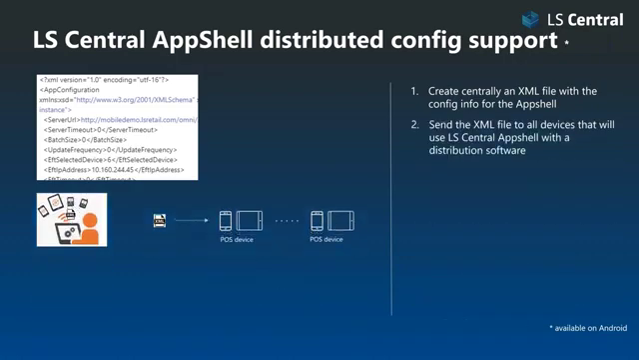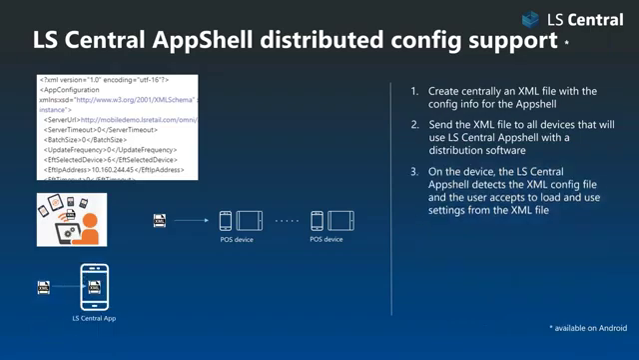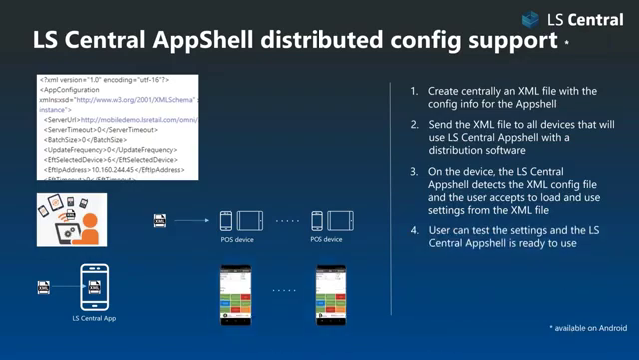The next step would be to send the XML file to all the devices that are planned to use the LS Central app shell, and that can be done with a distribution software or an MDM, a mobile device management software. Next, on the device, the LS Central app shell will detect if there's an XML config file present, and the user can accept to load it and use the settings from that file. Then the user can test the settings, and after that the LS Central app shell is ready to use.